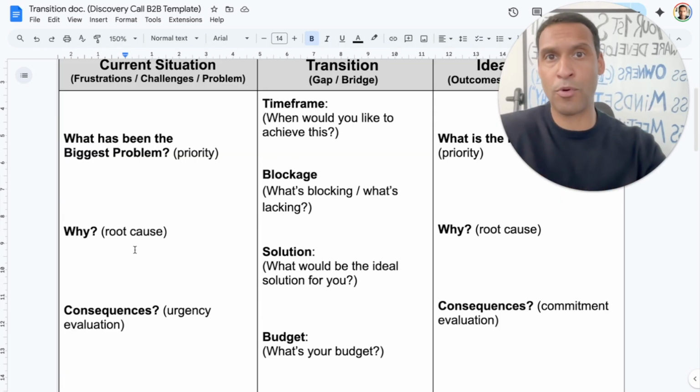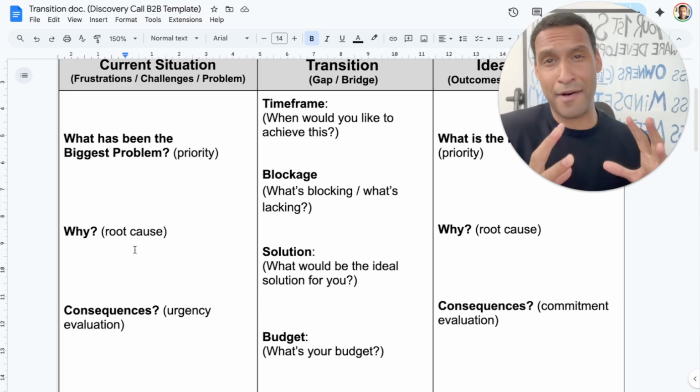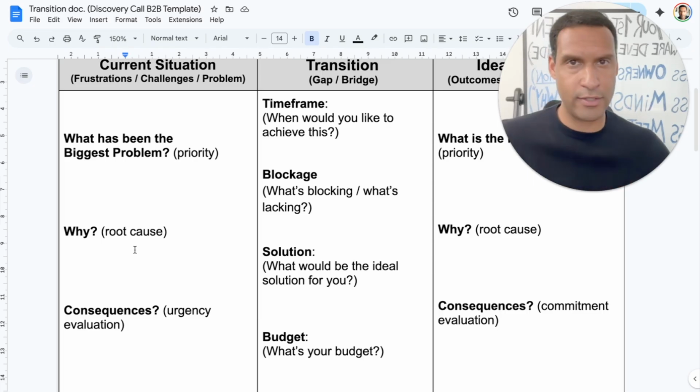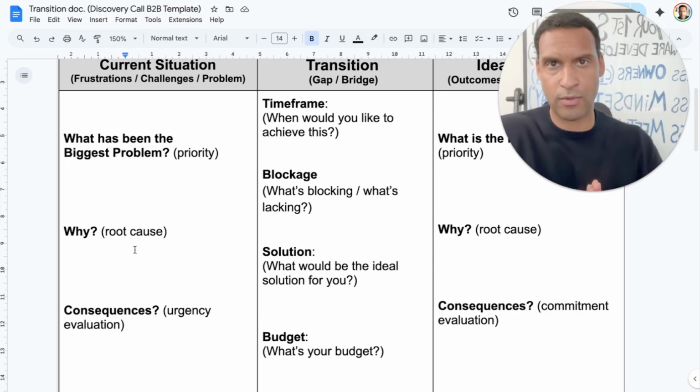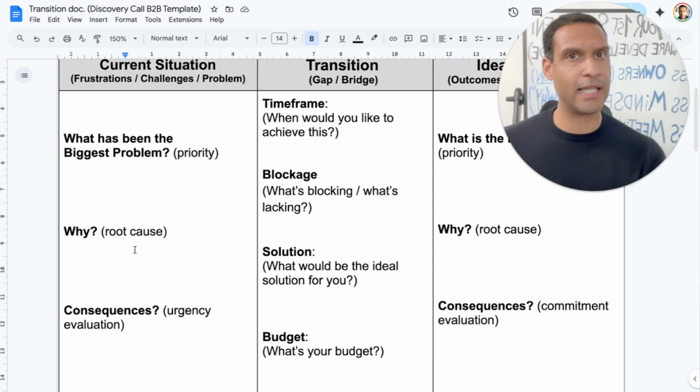Why are they having this problem? Why does this happen in the first place? And what are the consequences of staying with this problem? If there are no consequences, they're not really serious, so you should move on. But business owners, if they're good businesses, will understand: oh yeah, I'm losing clients, things in my business are breaking down. I cannot live with this anymore. I need to solve this problem.